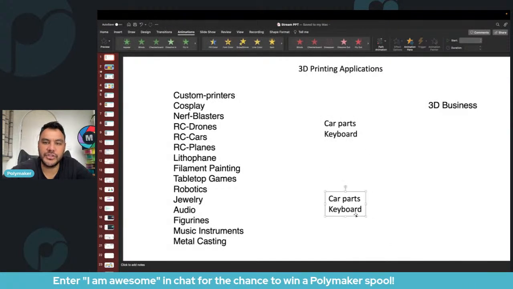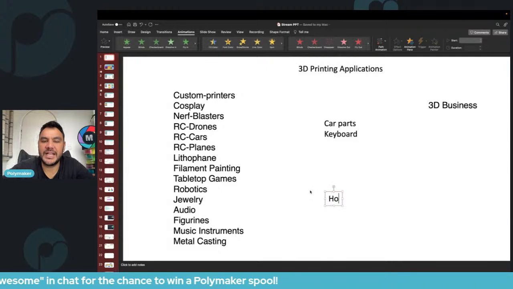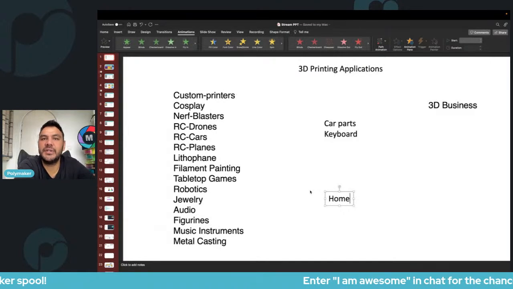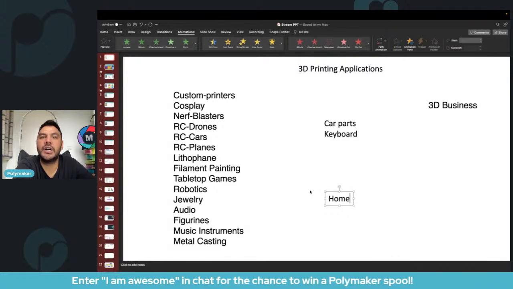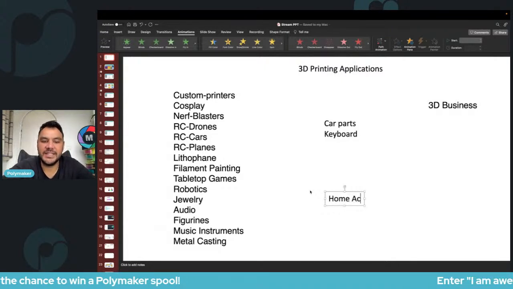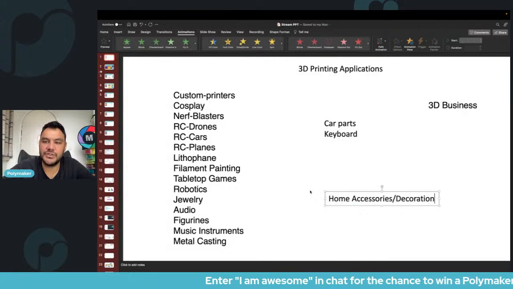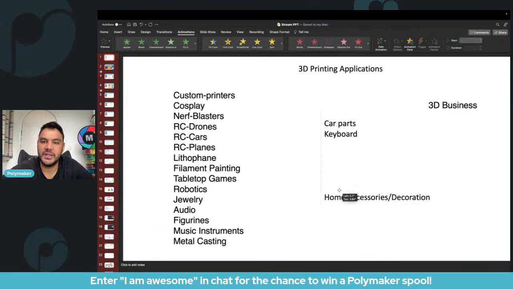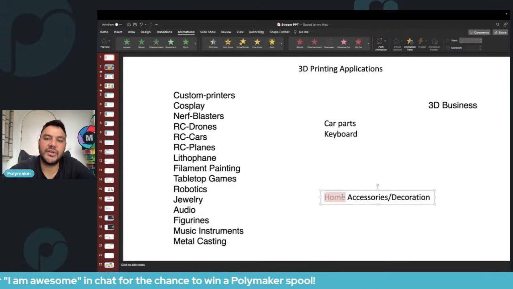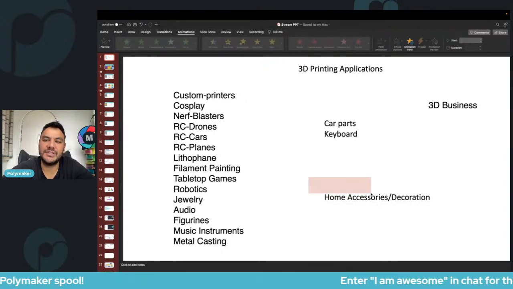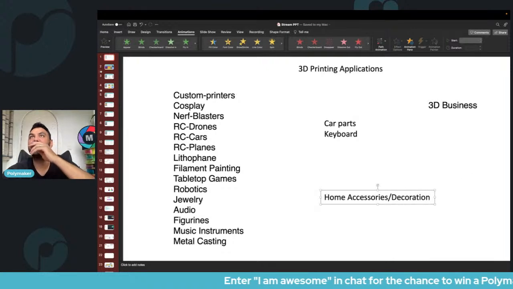I just don't know how to structure it, but like some accessories for your kitchen, decoration for your living room, accessories to hold your game remote. Yeah, I like this type of application. Home accessories, decoration. I just don't know how to properly call it, or do I need to divide them into decoration and accessories, or it's kind of the same? Okay, yeah, this is a good idea.